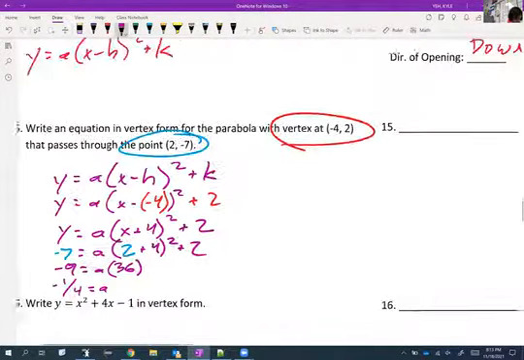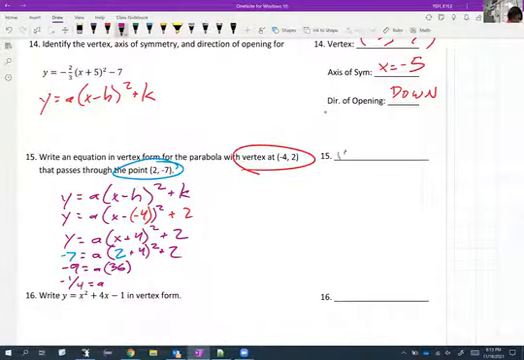So my full vertex form, y equals, I know what a is now, negative 1/4, x plus 4, I saw that early on, squared, plus 2. And there is my vertex form of the parabola that goes through these points.